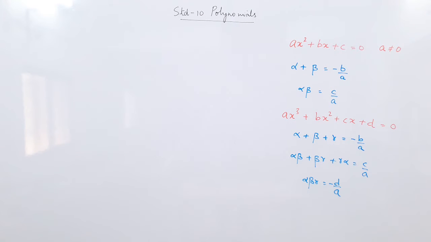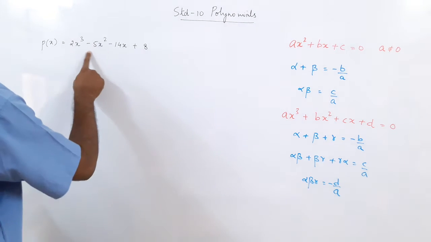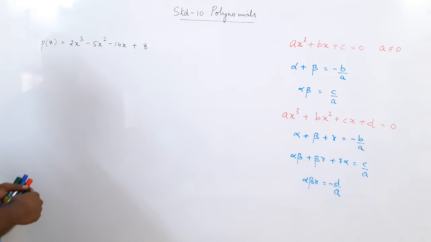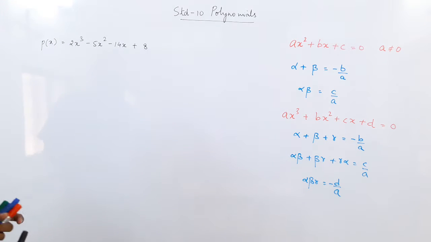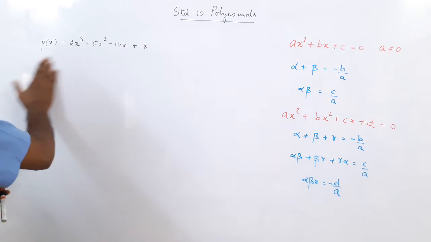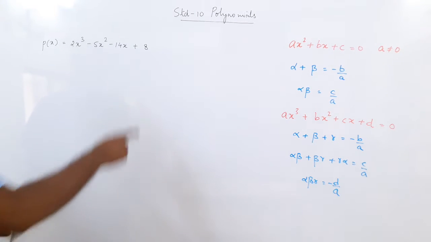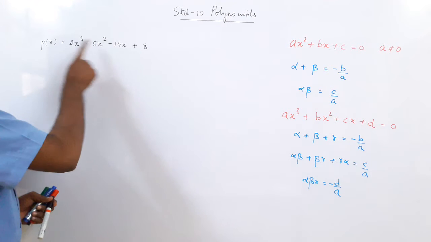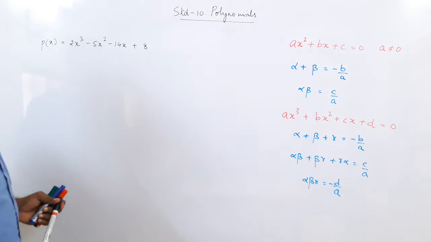So we'll see one more sum in a cubic polynomial form. Now we have done many sums of the quadratic, now we'll do one more of the cubic. So we have a sum here, p of x equal to 2x³ − 5x² − 14x + 8. Now I hope you do remember in yesterday's lecture I showed you how to do the factorization of this. Do you remember? We take the factors of 8, then we find the first factor.